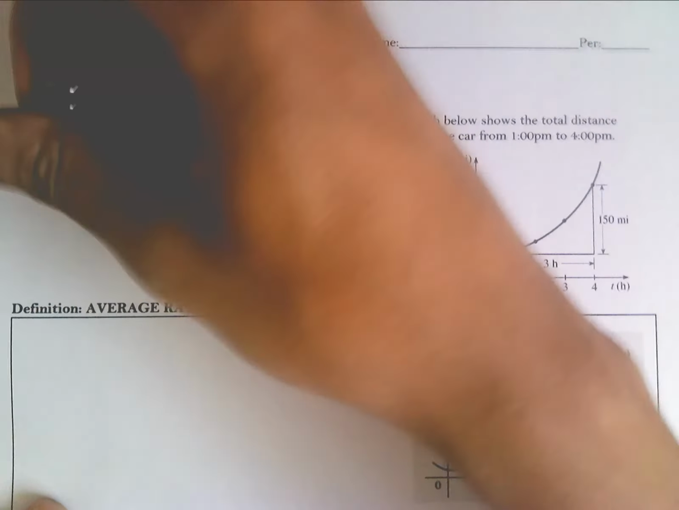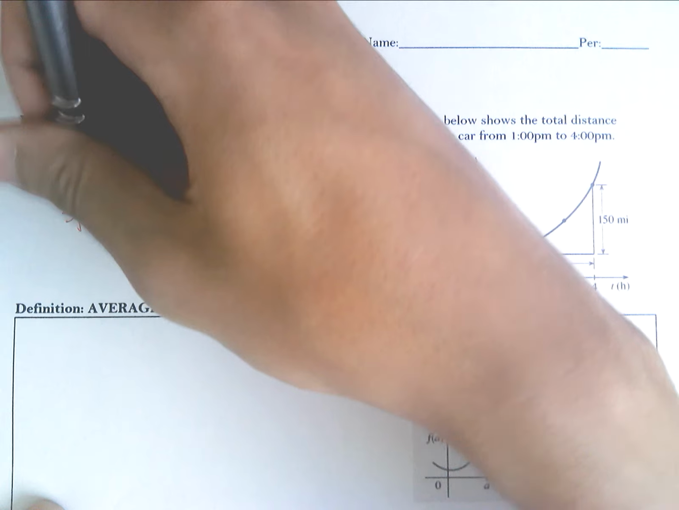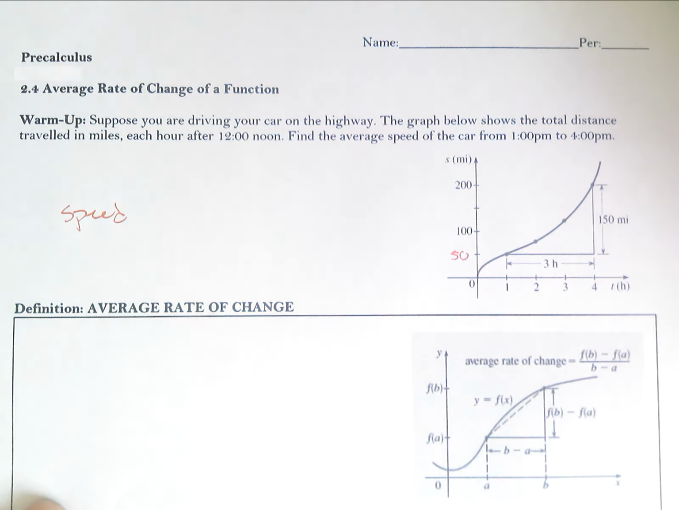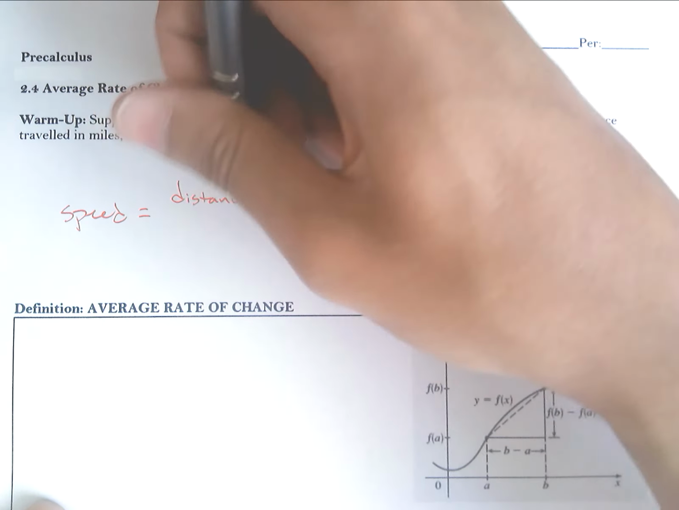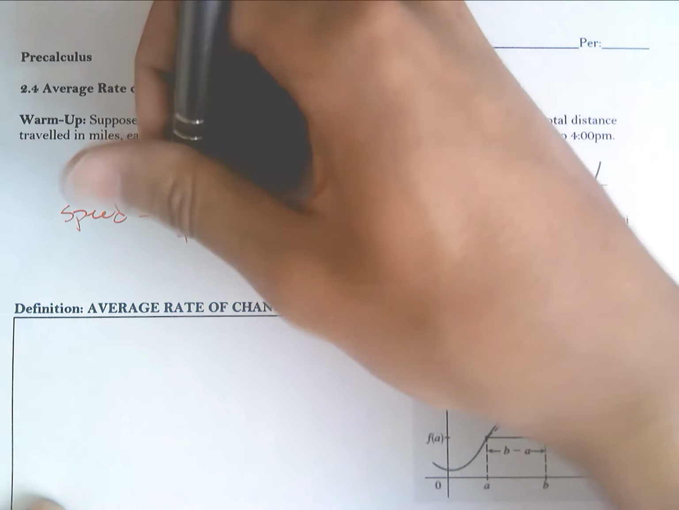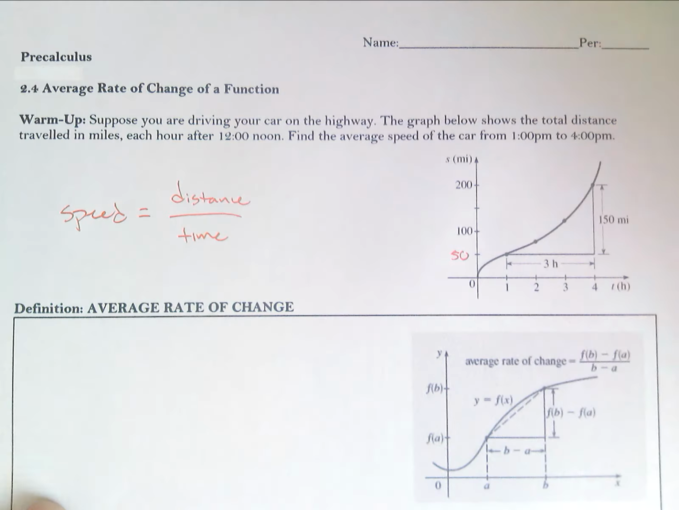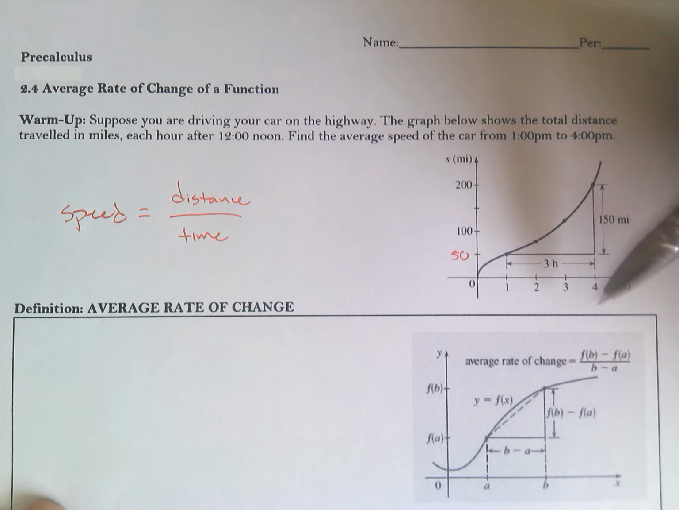So in order to find the speed, we know that speed is a unit distance per unit time. So speed is distance over time. In this example, we're talking about miles over hours, or miles per hour. That's going to be our speed. So the total distance traveled from 1 to 4 p.m. is the change in y. That's our 150 miles.